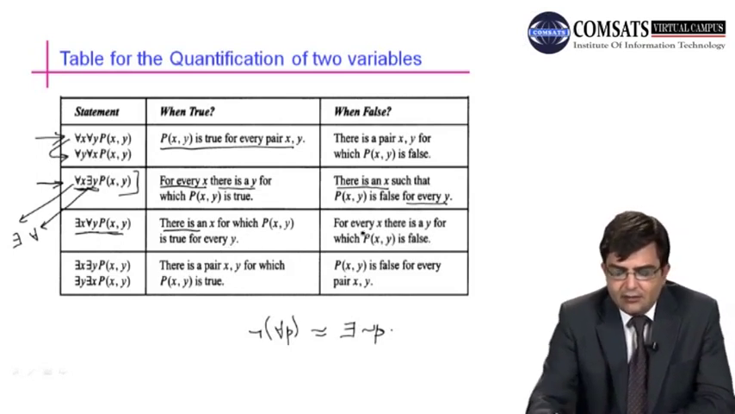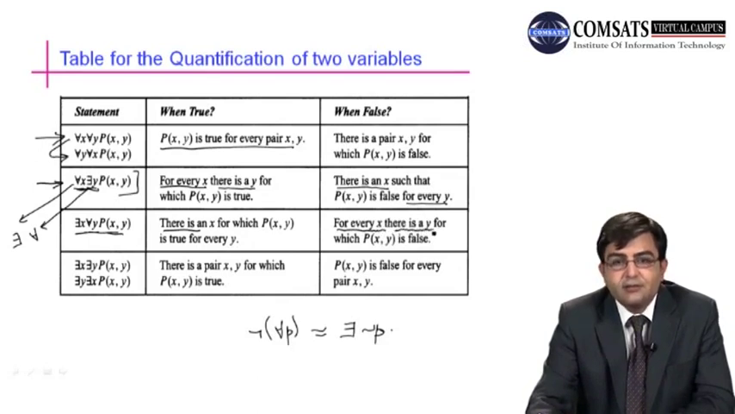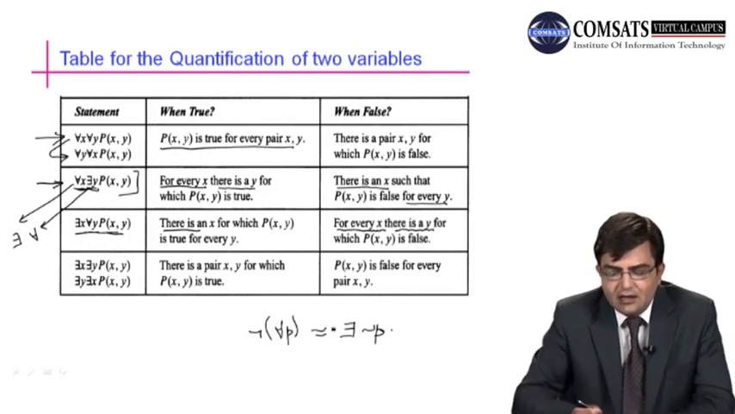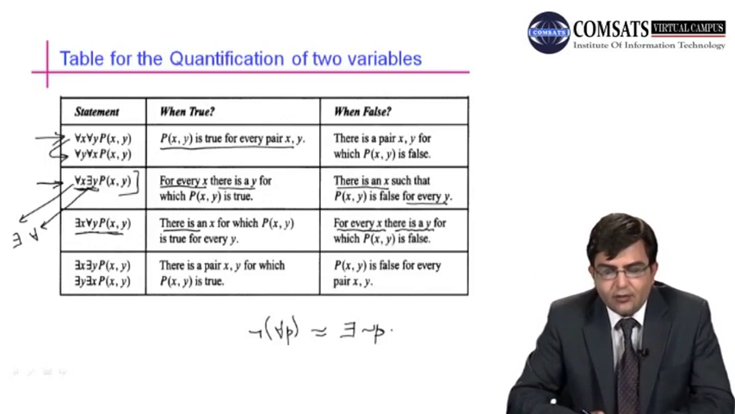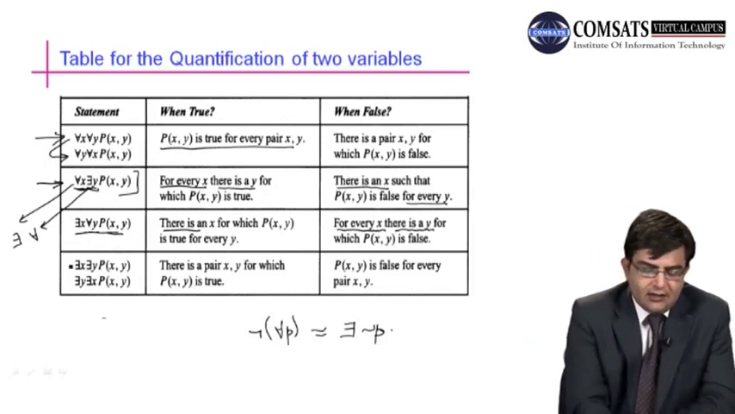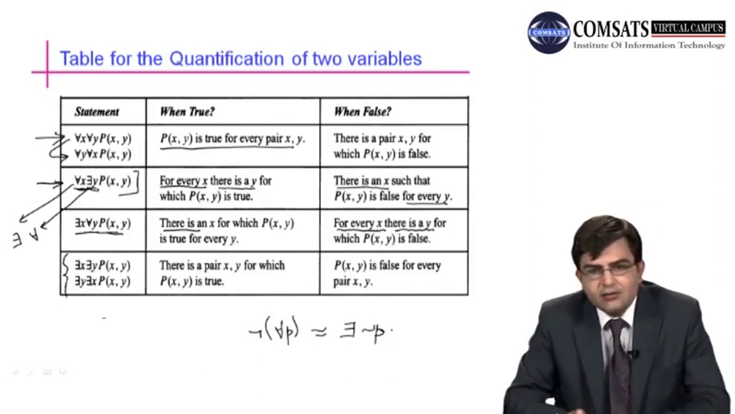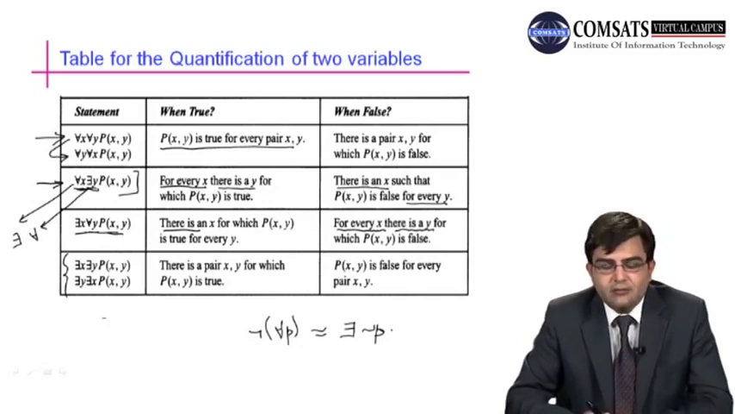Now here the existential quantifier is converted to universal and the universal quantifier is converted to existential. So for every x there is a y for which P of xy is false. Similarly we can see how these statements could be true and false.